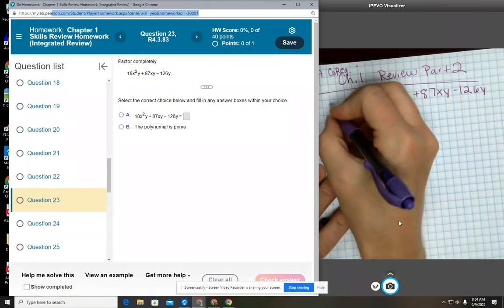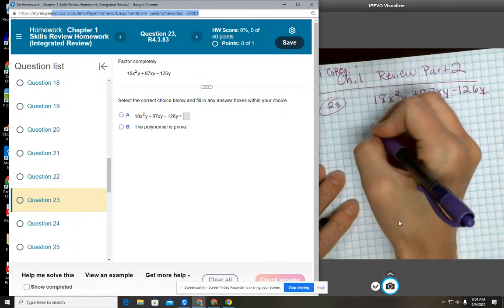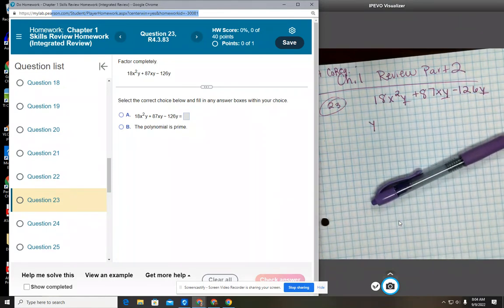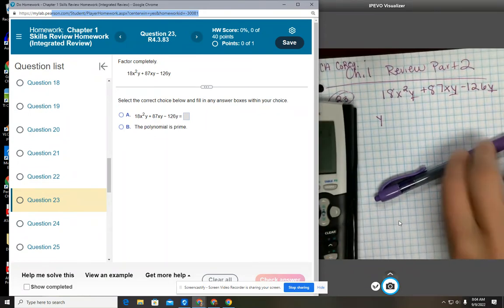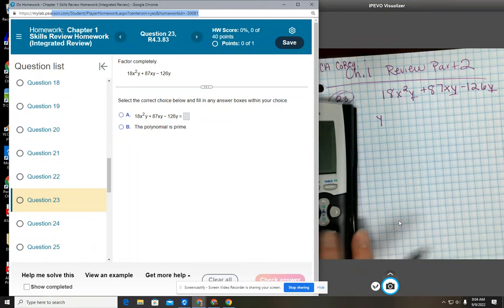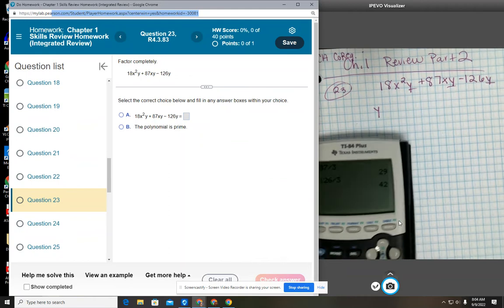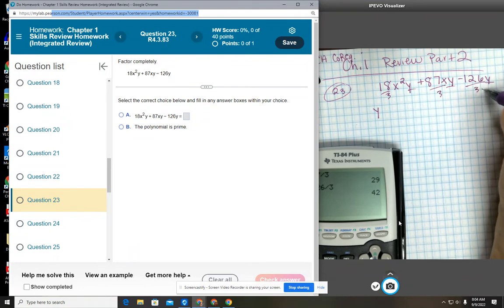Okay, so something I see about this first off is that every one of them has a y, so I can factor out a y. Then I need to see if I can factor any of those numbers. So, see if 18 has anything in common with these. This is an even, so 2 wouldn't work. Let's see about 3. 87 divided by 3. Yes. 126 divided by 3. So it looks like each one of these is divisible by 3 and y.